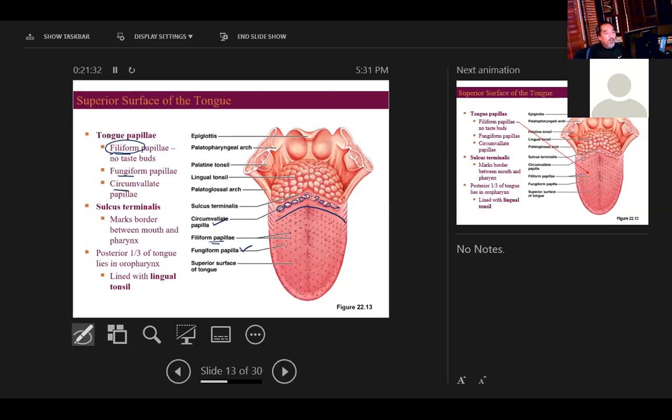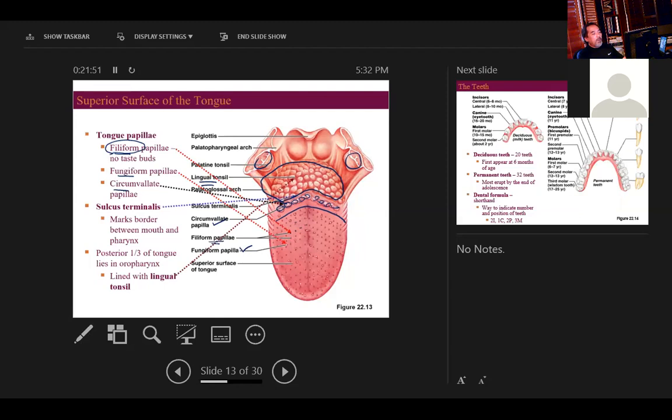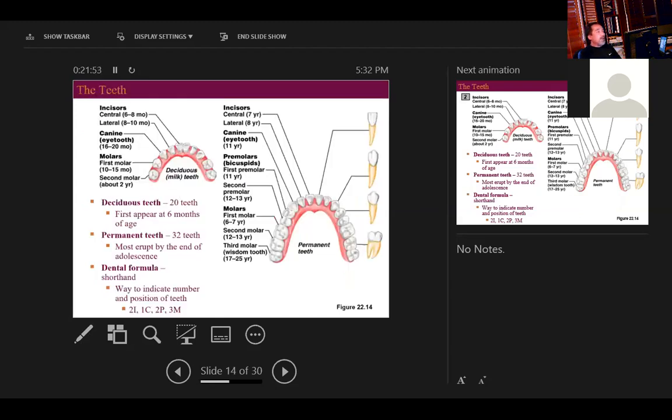Then the posterior portion of the tongue, all of this is going to be your lingual tonsils. Okay, that's going to be your lingual tonsils, and to the side of this are going to be your palatine tonsils. Okay, now let's go on to the different parts of the teeth.